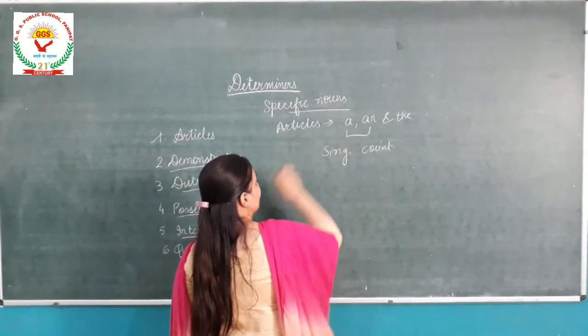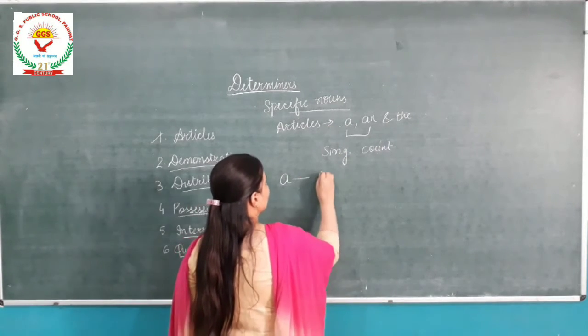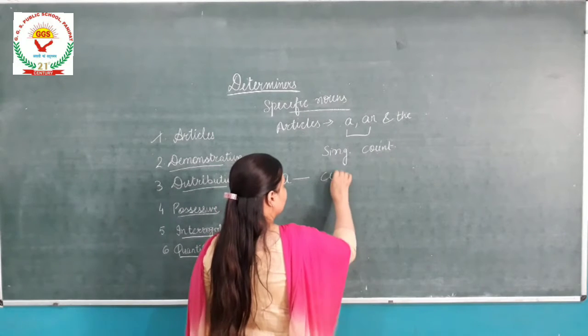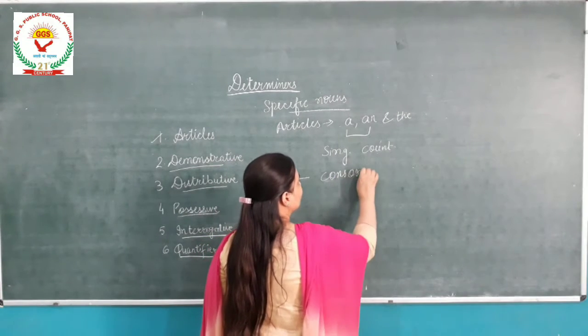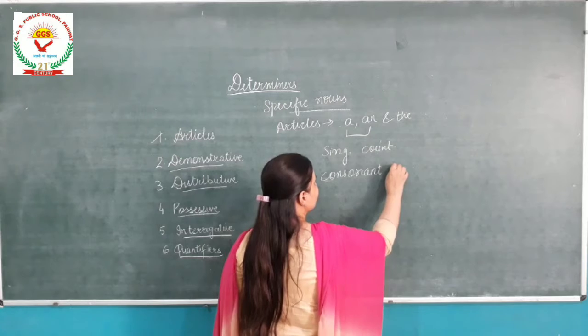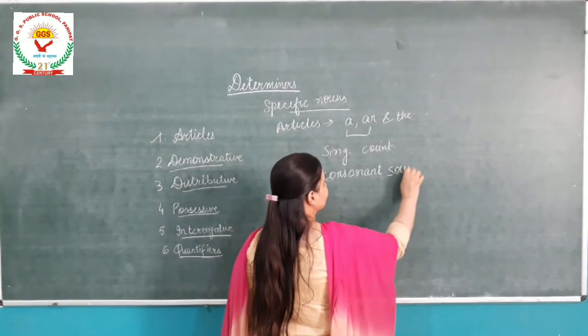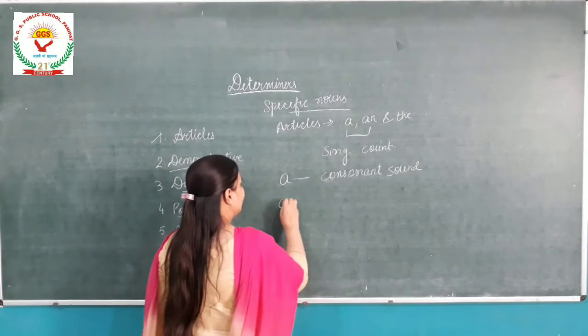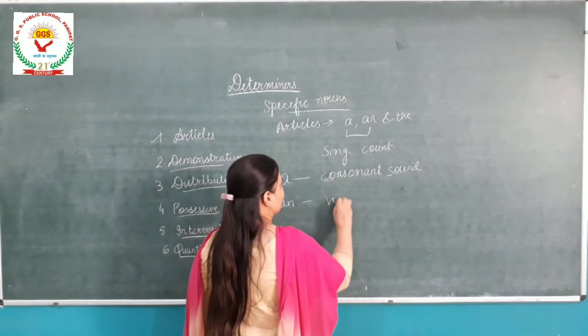So where to use a? A is used with consonant sound. Any word that starts with a consonant sound, and an is used with vowel sound.